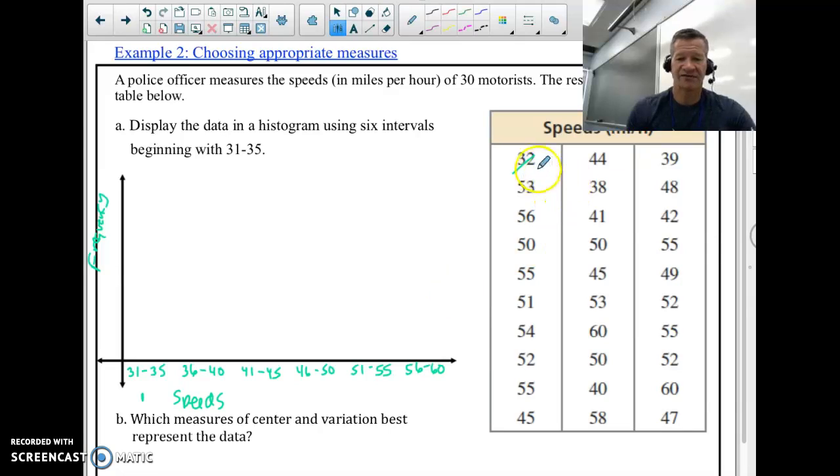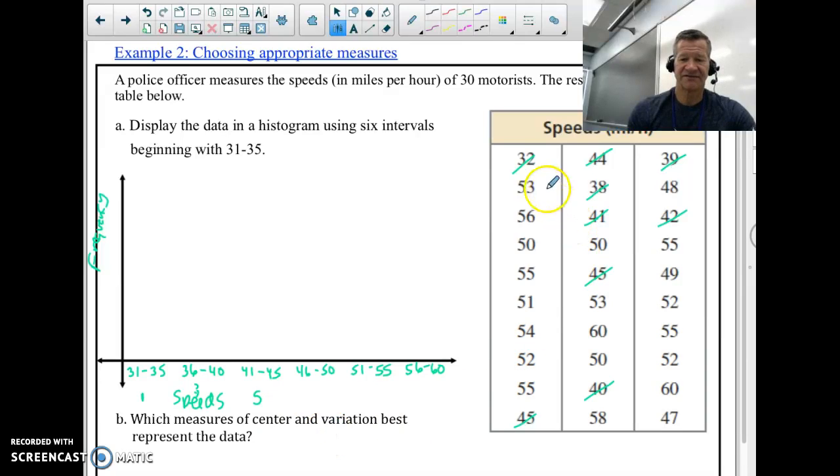Now how about 36 to 40? Well, let's see that. None there. Here's 1. There's a 40. 2, 3, and that's it. So there were 3 of those. How about 41 to 45? Well, there's 45. 1, 2, 3, 4, 5. And that's it. So 5 of those.